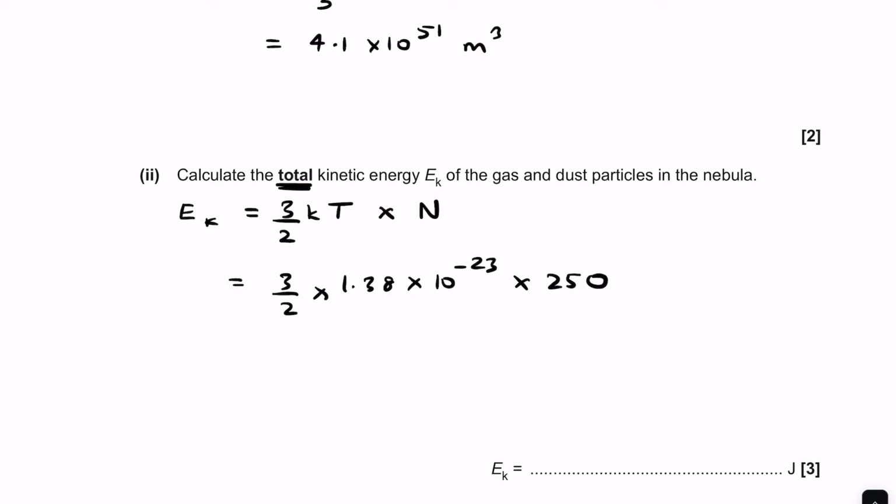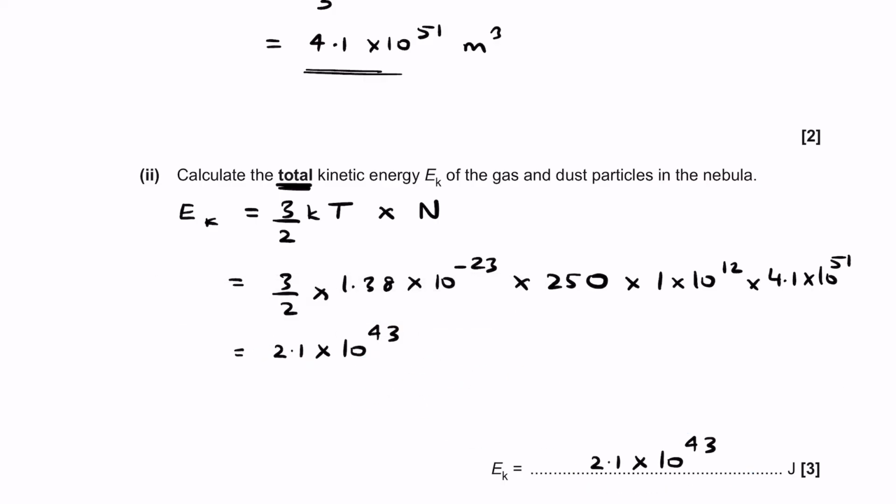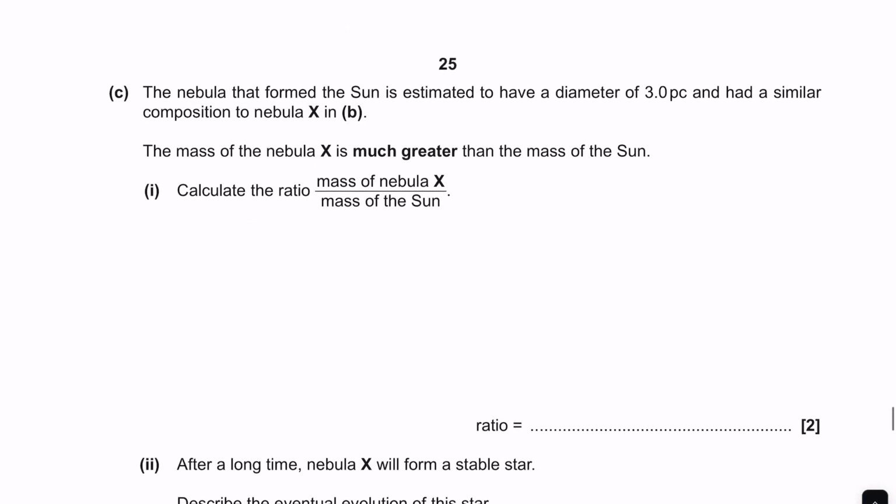So that will be times 1 times 10 to the 12 per meter cube, which means I have to use the volume that I just found from here. So 4.1 times 10 to the 51. And that is going to leave me with still a really big number. It gives me 2.1 times 10 to the 43 joules of energy. So that's that, and I'm just going to put it down here. Cool. Right, let's move on to part C.